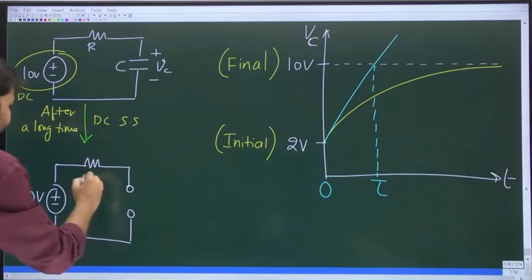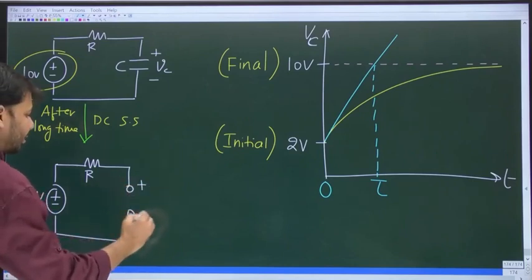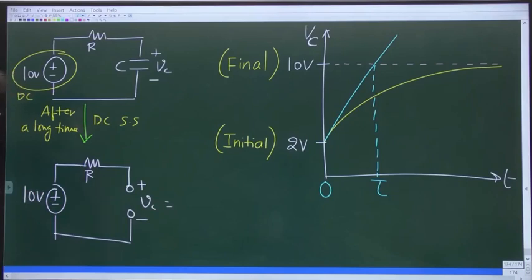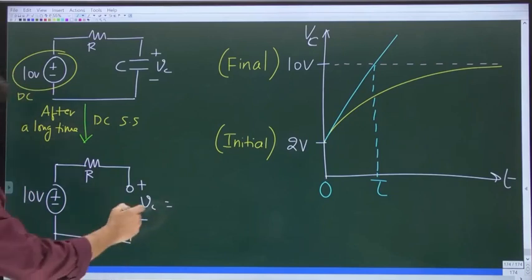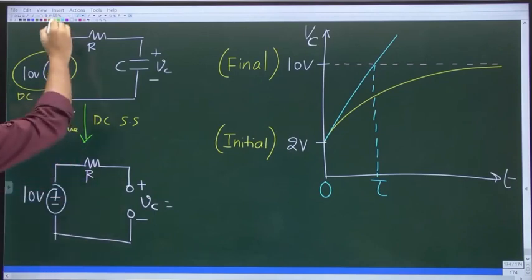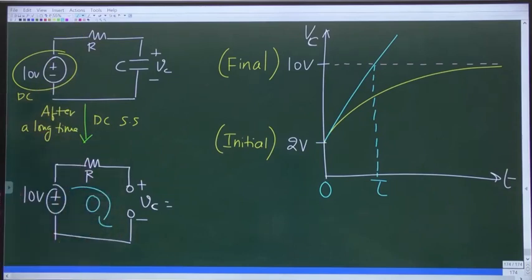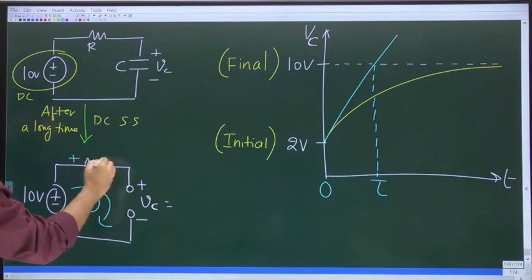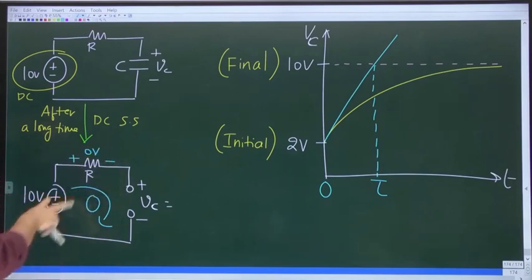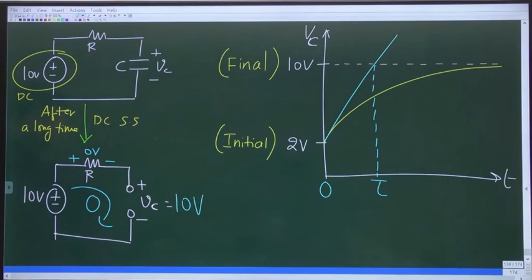This is how the circuit will be at DC steady state. Just replace the capacitor with an open circuit. Across this open circuit there will be some voltage drop, that is VC at steady state. What is the current in the circuit at steady state? Because the cap becomes open, the loop becomes open, the current becomes 0. Because the current is 0, the drop across the resistor will be 0. If the drop across the resistor is 0, will the entire 10 volts not appear across the open circuit?